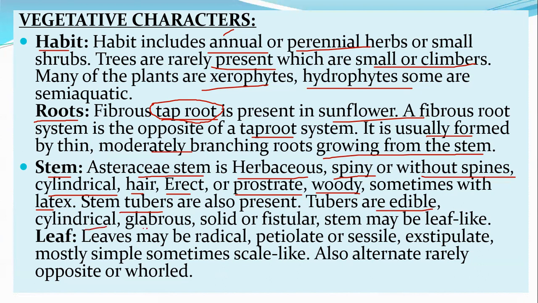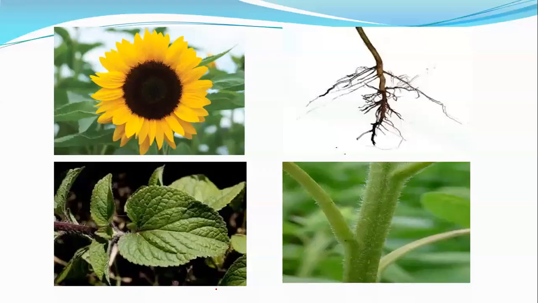Cylindrical in shape, glabrous, hairless, solid or fistular. Stem may be leaf-like. Leaves are arranged in radical form. Leaves with a stalk are called petiolate, or without a stalk called sessile. Leaves without stipules are called exstipulate. Mostly simple, sometimes sac-like. The mode of arrangement is alternate, rarely opposite or whorled phyllotaxy.